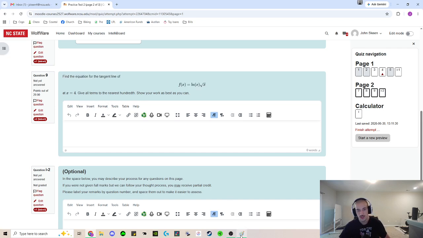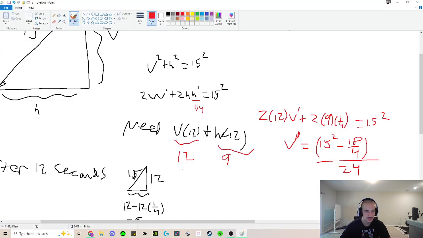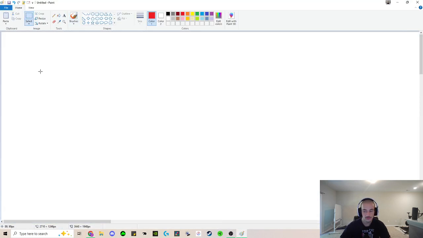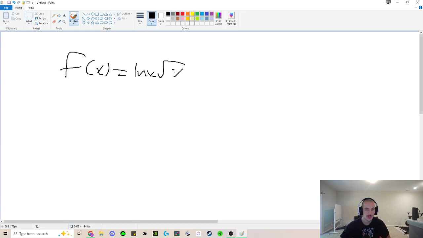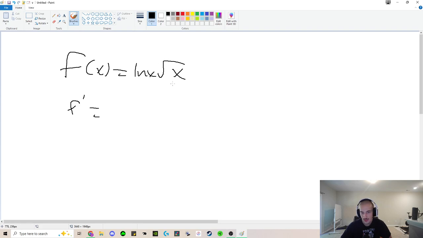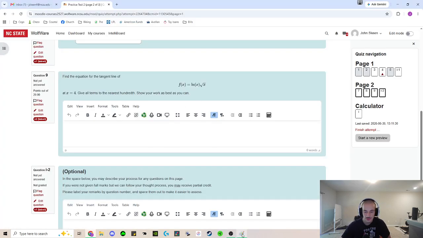Let's make it happen. So f equals ln x root x. This should be not too bad. I think that we can do it. F equals ln x root x, right? We see that we need a tangent line. We need to be solving for the derivative, right? So we're going to go ahead and take our derivative, right?